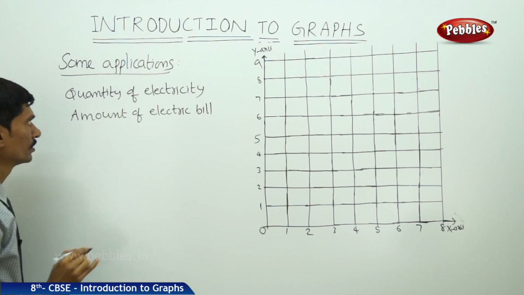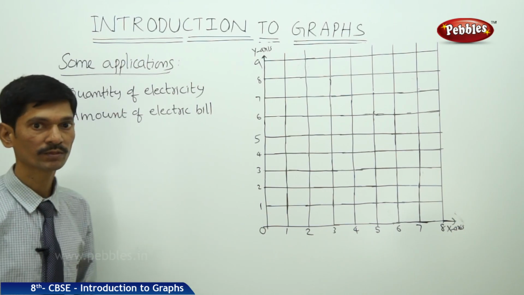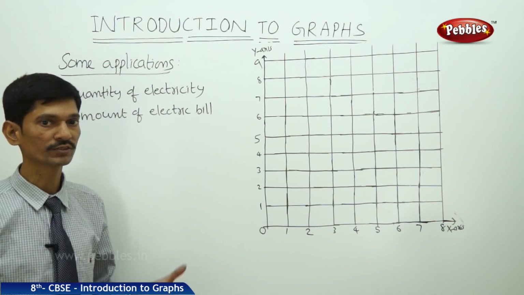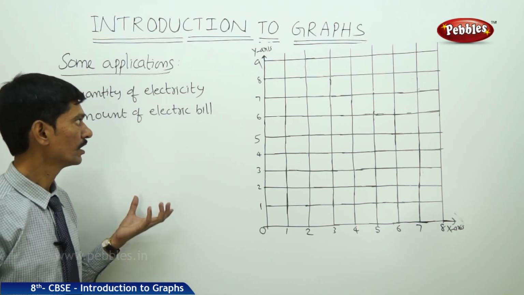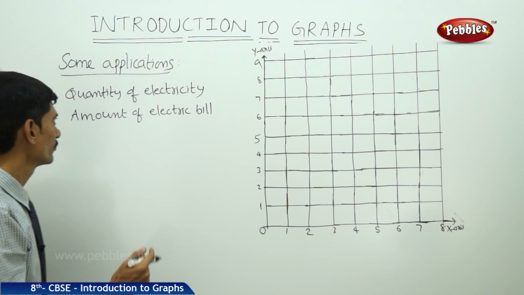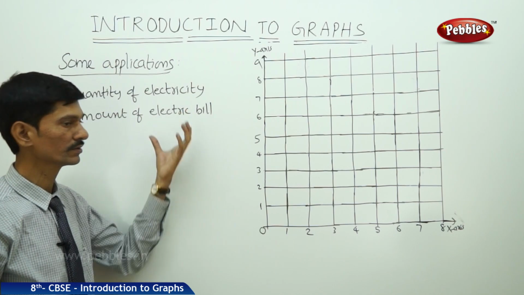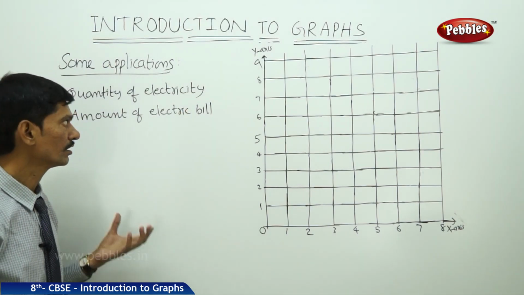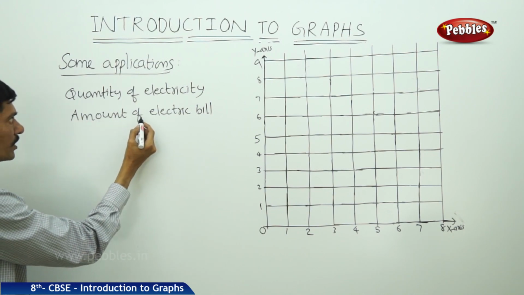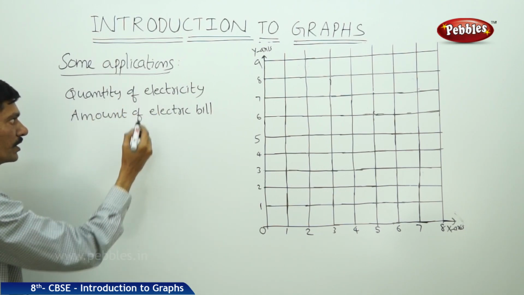So if you consume more electricity, then your electricity bill also will be more. Or if you consume less electricity, then our electric bill also will be very less, so that we can easily manage it. So here one quantity affects the other quantity. The amount of electric bill depends on the quantity of electricity we consumed. So here both are dependent on each other.